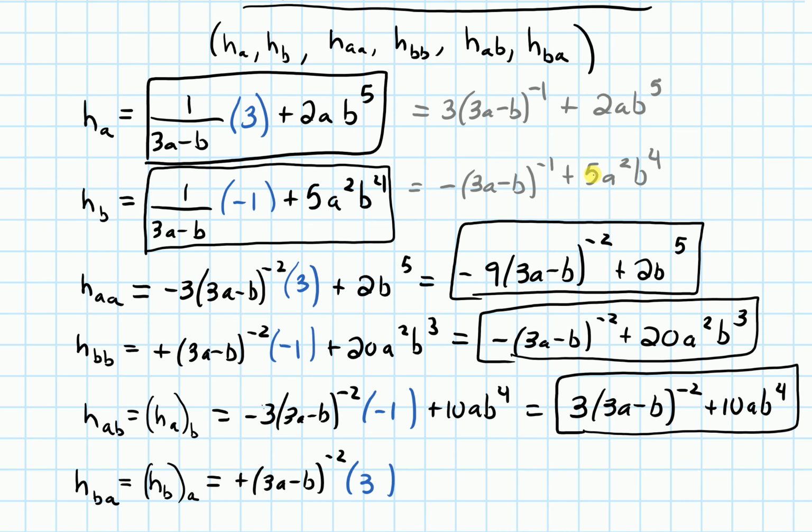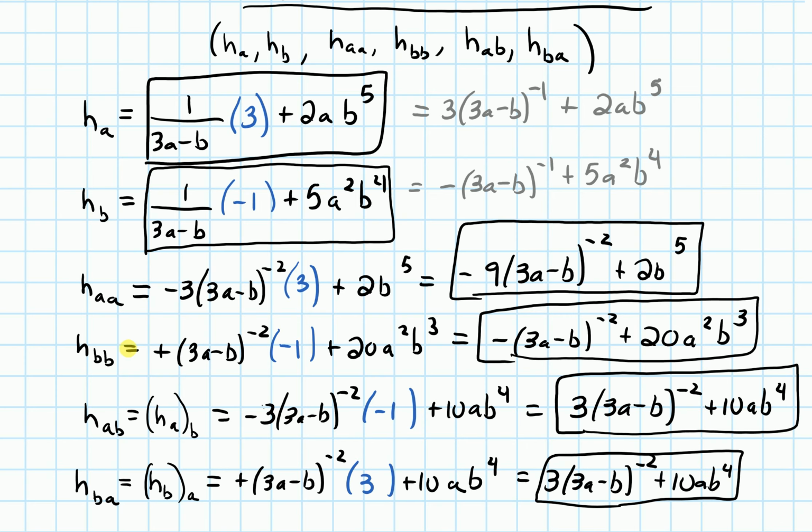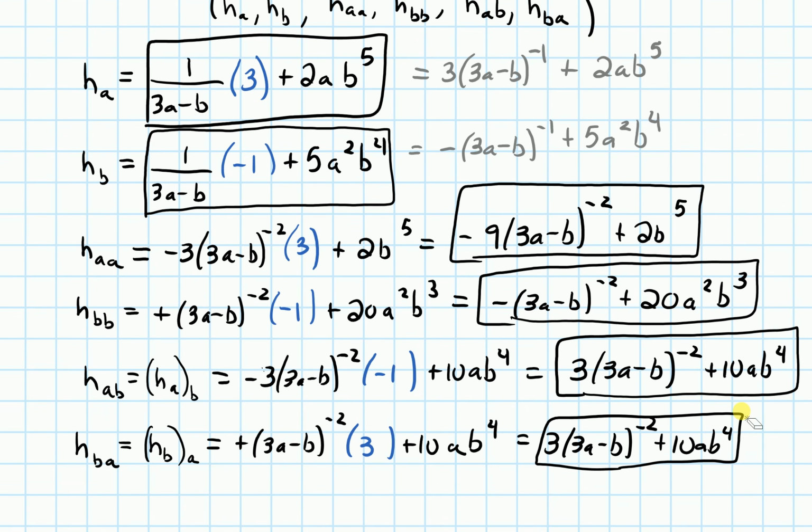And then the partial derivative of the next term with respect to a. The 2 is going to come down, and I'll get plus 10a. b to the 4th stays there. That's just a constant multiplying it. All right, and that is 3 times (3a minus b) to the negative 2 plus 10a b to the fourth. Let me make sure that my box doesn't cover up that exponent there. I'll just spread it out a little bit.